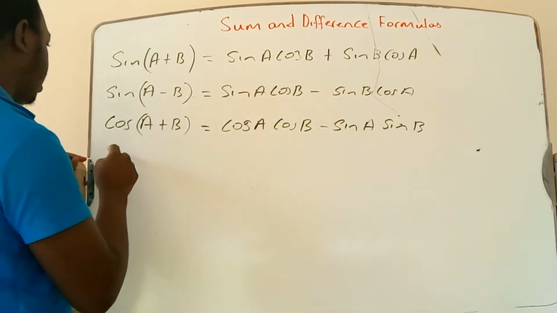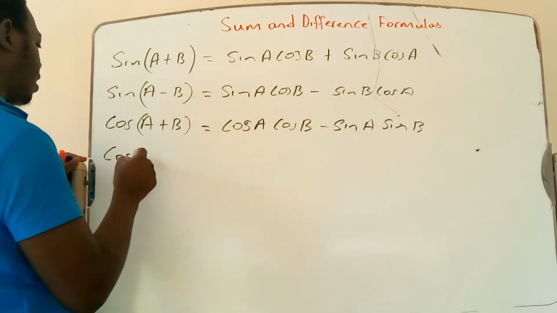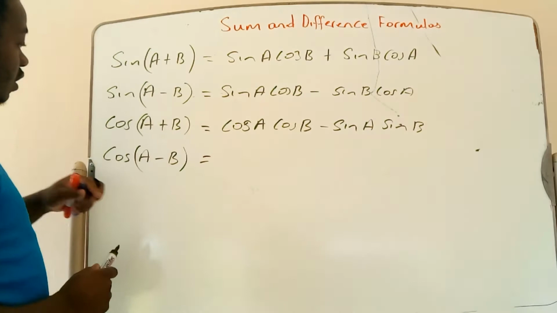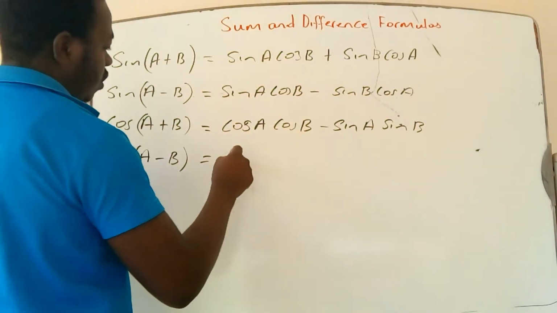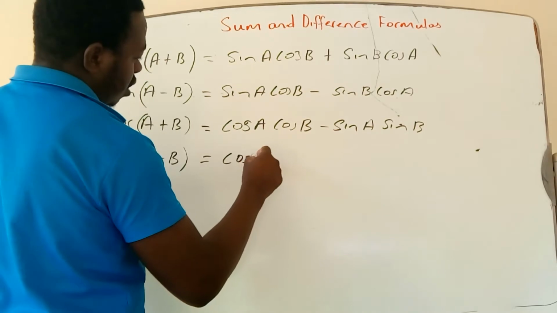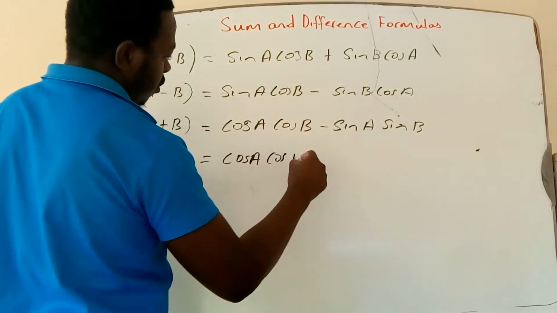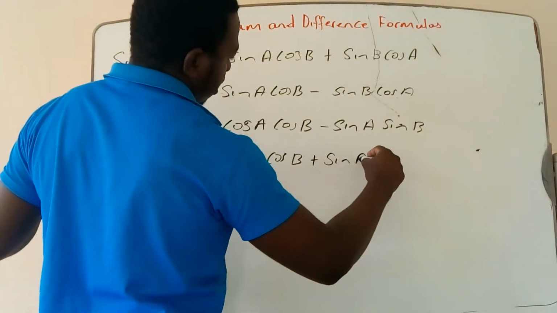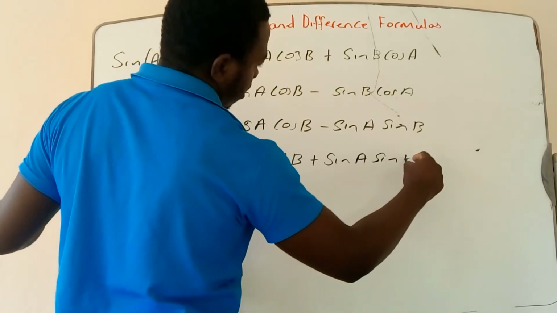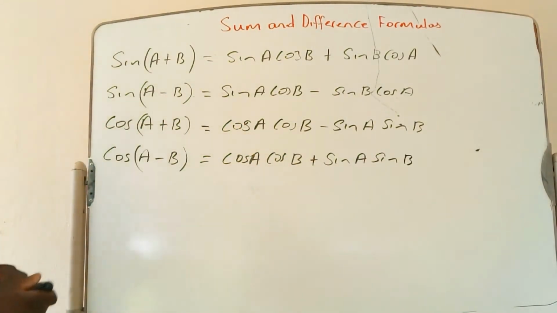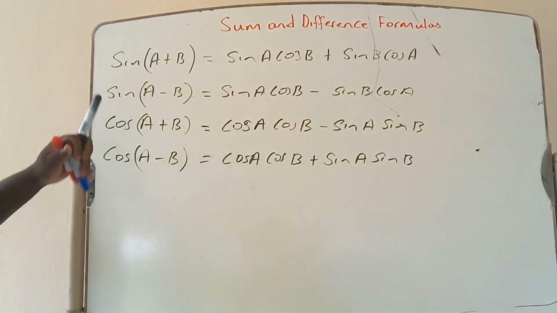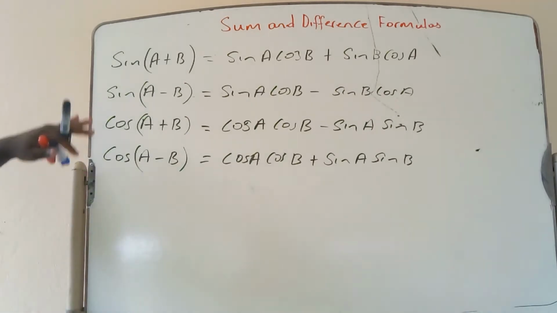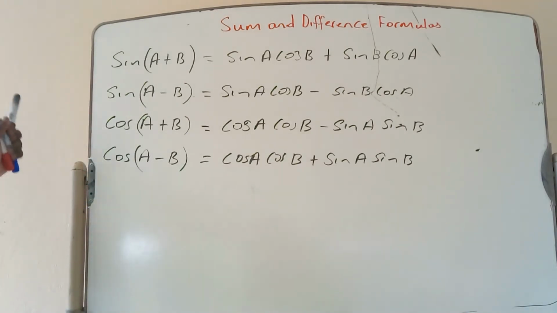Let's look at the difference. So let's say you have cos of A minus B. And I guess by now, you can just tell me what this is. So this is just cos A cos B, and this is minus, so this is plus sine A sine B. Alright? So these are the sum and difference formula. We're not going to look at the tan one of the sum and difference in this video. We'll look at that one in another video.